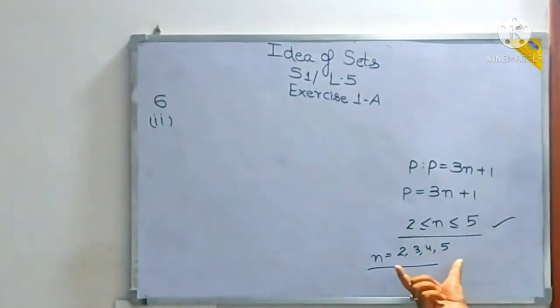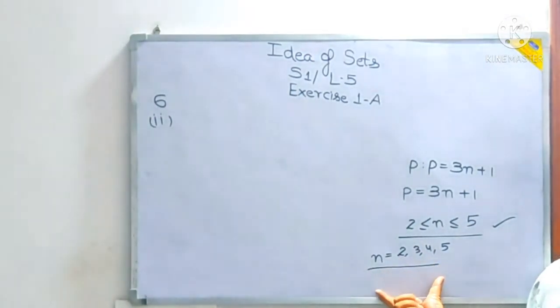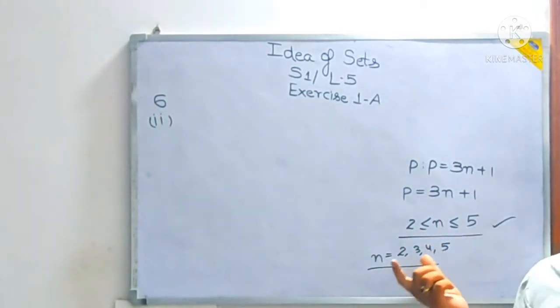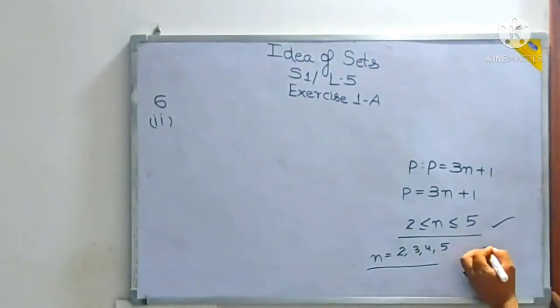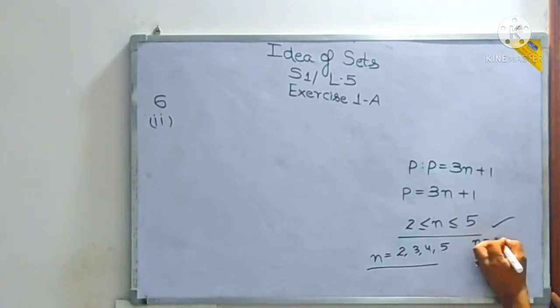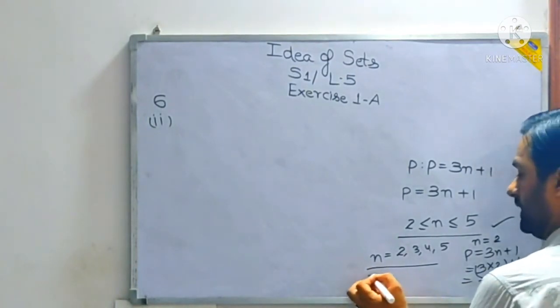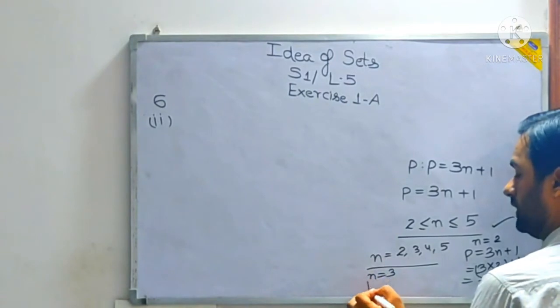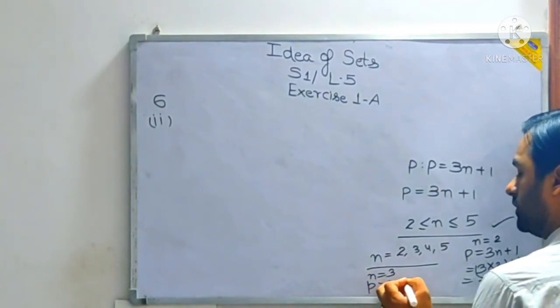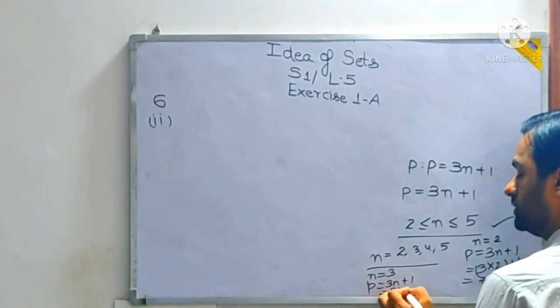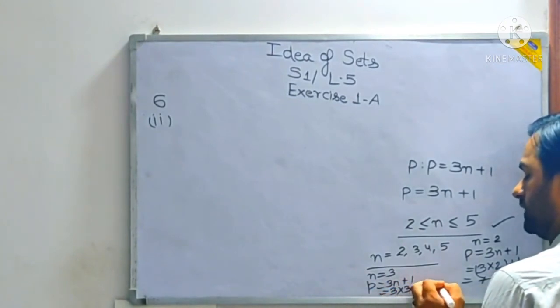Now, under these possible values of n, as per the question, what would be the values of P? Take n equal to 2. P is equal to 3n plus 1, that means 3 multiplied by 2 plus 1, that means 6 plus 1, 7. Then n equal to 3 we take. What is the value of P? 3n plus 1 only. So 3 into 3 plus 1, that means 9 plus 1 is 10.